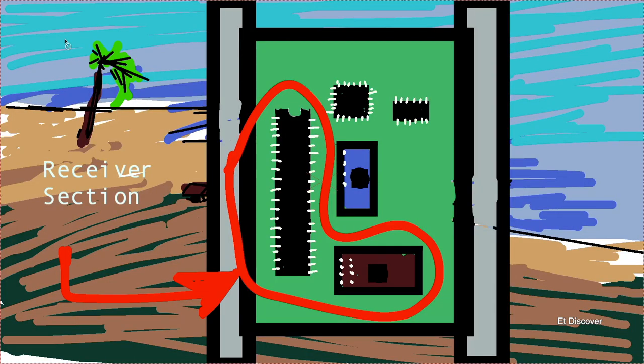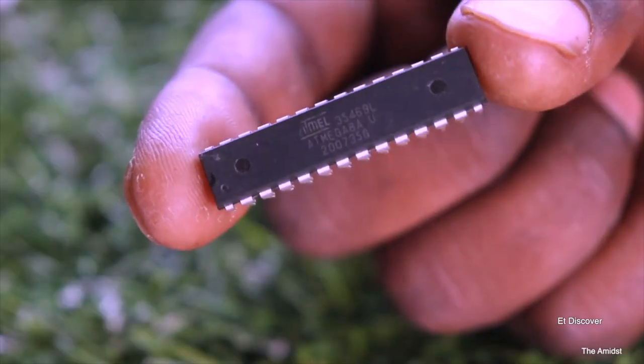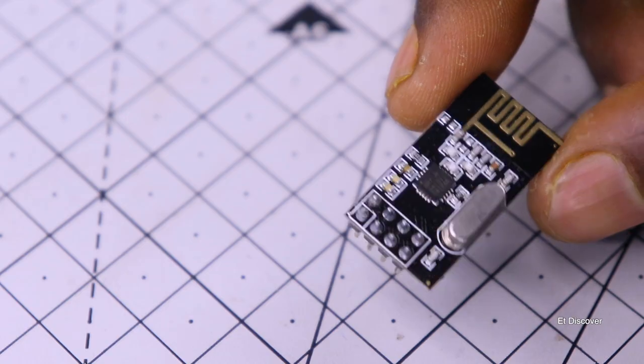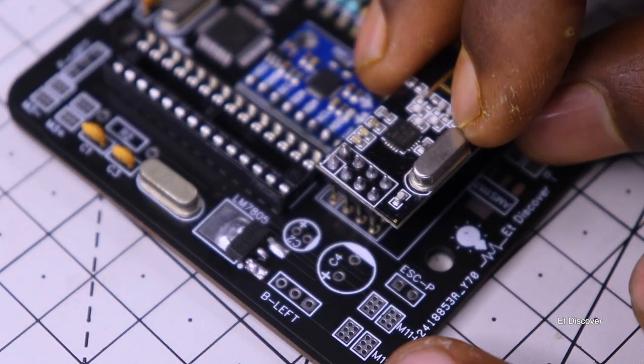But now we need a receiver section to receive the signal from my transmitter. That is why I am going to use an ATmega328P IC here, which is used in Arduino Uno. And of course, I need an NRF24 module here to receive the signal from my transmitter for wireless communication.